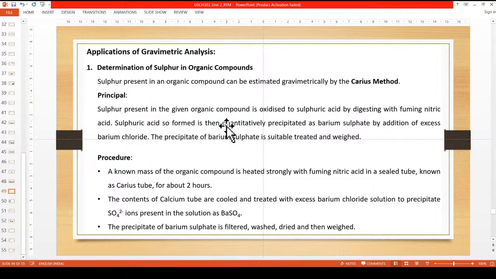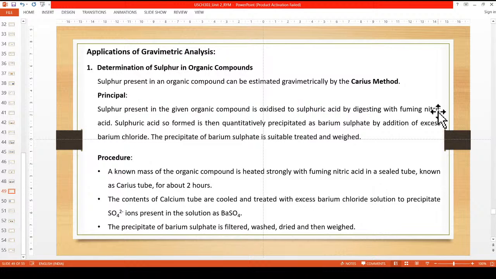Nitric acid is used to oxidize sulfur to sulfuric acid. So the reagent used in this is nitric acid. You can write the reaction: sulfur S plus HNO3 gives you sulfuric acid. Okay.